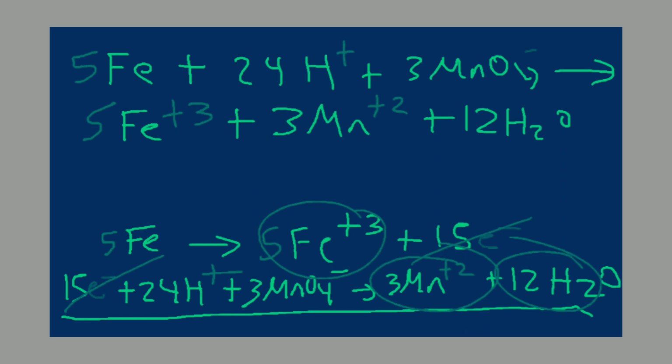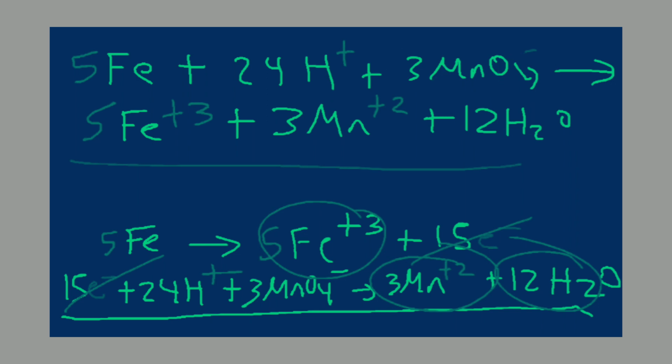And to check everything, notice that we have 5 Fe atoms on both sides. We have 24 hydrogens, 12 times 2 is 24. We have 3 manganese atoms and 12 oxygen atoms on both sides.